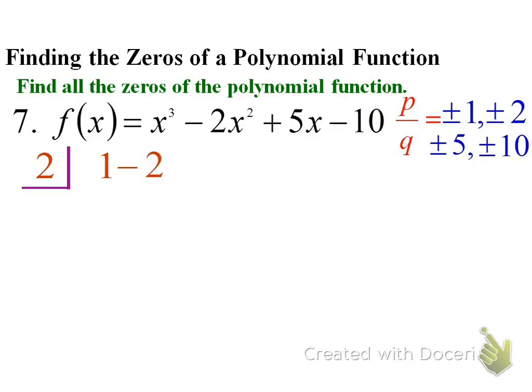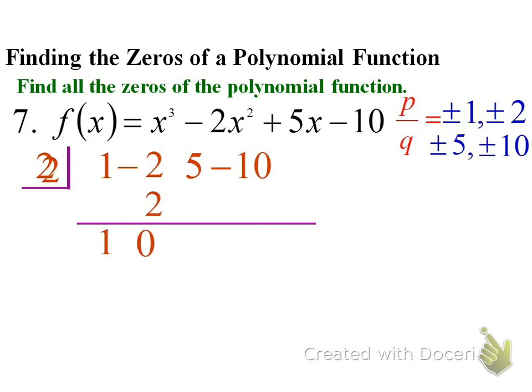Here's 1, -2, 5, -10. Drop the 1, multiply by 2. You get a 0. You get a 0. You get a 10. And our remainder, you probably saw this coming, is a 0. Good. So 2 is one of our roots.